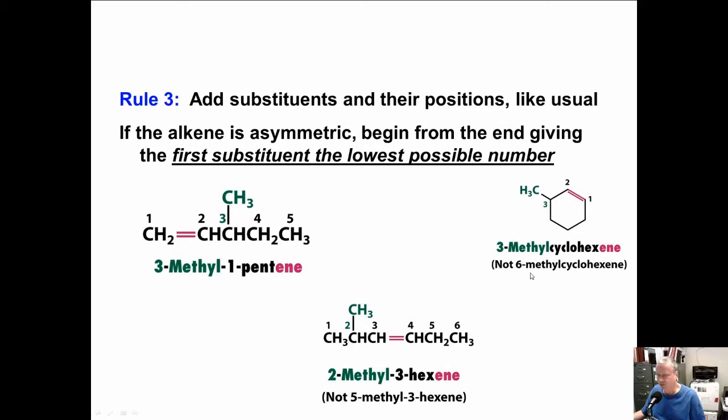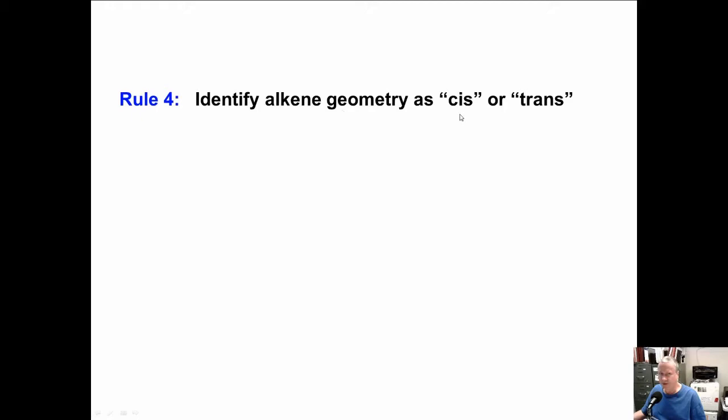1, 2, 3, 4, 5, 6. All right? And you don't have to say 3-methyl-1-cyclohexene because in this case, the 1 would have no meaning. In the previous case, the 1 does have meaning, right? Because it tells you where the alkene is. So that's funny, though, you don't really need to specify the number of the cyclohexene here. Okay, next, identify the alkene geometry, cis or trans. Now, this is if you have stereochemistry. Not all alkenes have stereochemistry. What do we mean by that?